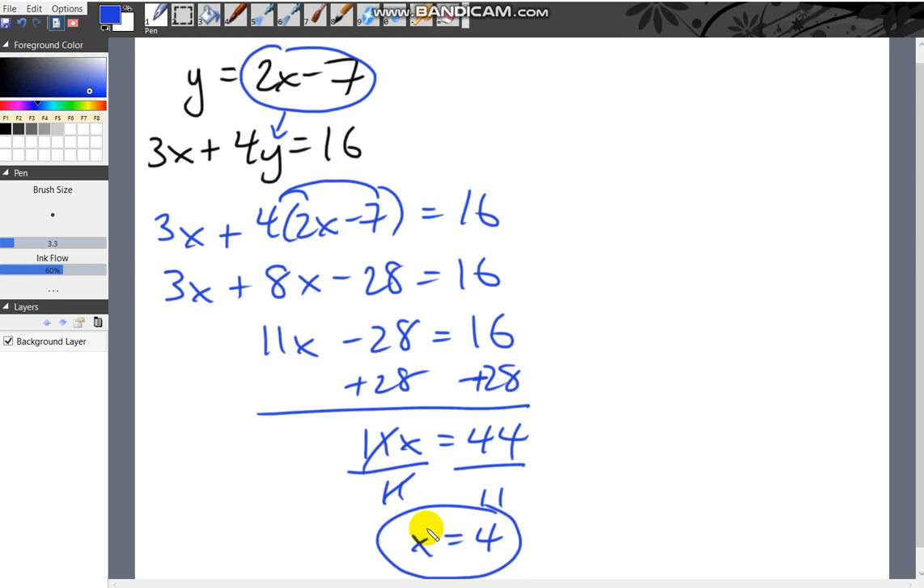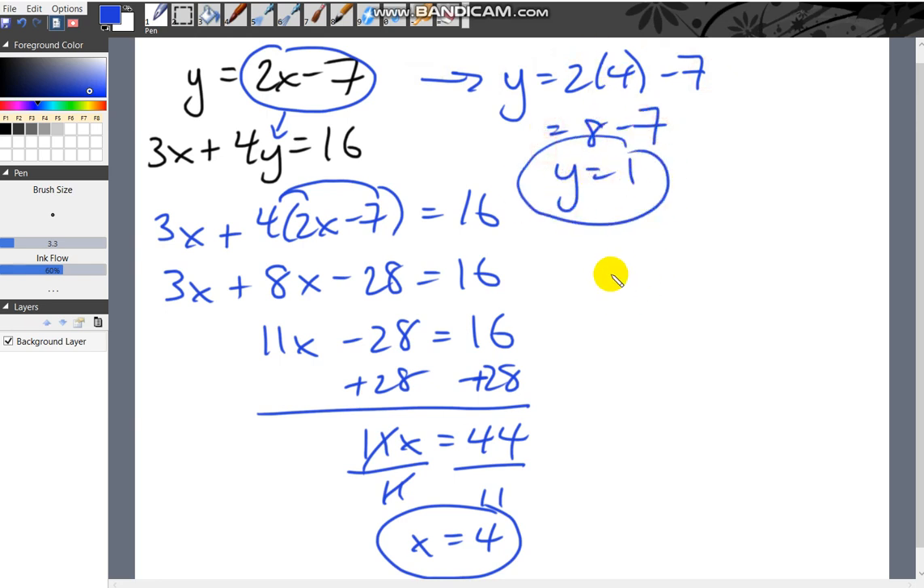Okay. Next, what we can do is plug x back into any equation. I like the first one. The first one looks a little bit easier. Let's go ahead and do that. So y equals 2 times 4 minus 7, and then we get 8 minus 7, so that means y is 1. Okay, so our solution to this particular problem is going to be 4 comma 1. So 4 comma 1 is going to be our solution to this particular example.